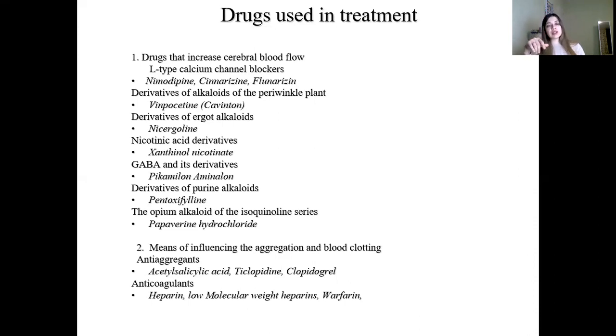Nicotinic acid derivatives, xanthinol nicotinate, GABA and its derivatives. Remember, we have studied them in the nootropic drugs. Derivatives of purine alkaloids like pentoxifylline, they dilate the blood vessels due to accumulation of cAMP. And the opium alkaloids, drotaverine and papaverine, also accumulate the cAMP in the cells. Also, we have some anti-aggregants and anticoagulants because they reduce the blood clotting.